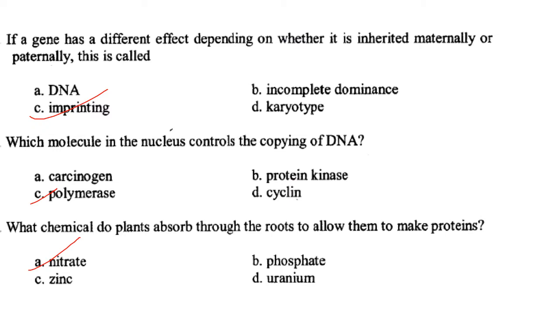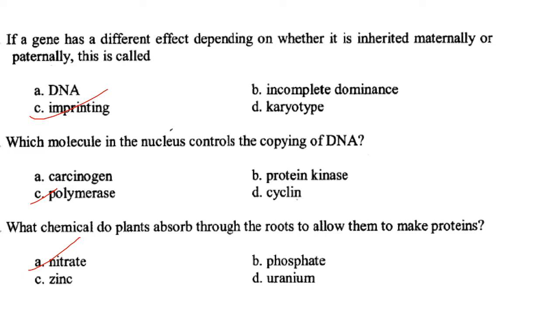So coming to the first question, if a gene has different effect depending on whether it is inherited maternally or paternally, this is called as... So that kind of inheritance, it is called as DNA imprinting. Answer is option C. Now, incomplete dominance, it is a form of gene interaction in which both the alleles of a gene at a particular locus are only partially expressed, and this will result in an intermediate or different type of phenotype. Then karyotype, it is an individual's collection of chromosomes.